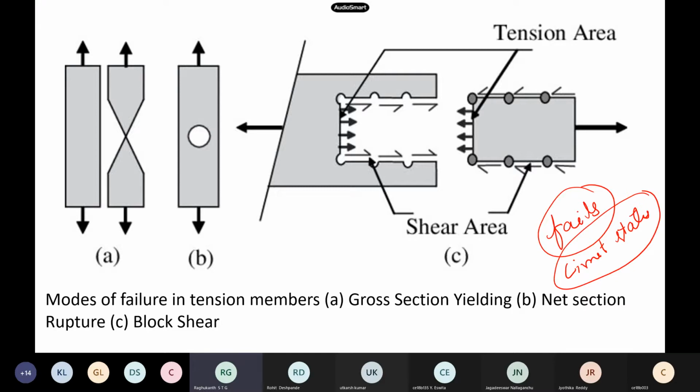Okay, so this comes from a lot of experiments. People have done experiments on tension members, or in real life examples, to say how they fail. So basically, our code also, even experiments also say there are three modes of failure. Like you see, a gross section yielding. So this is one type of failure. Then the other one is net section rupture. Okay, this is one failure.